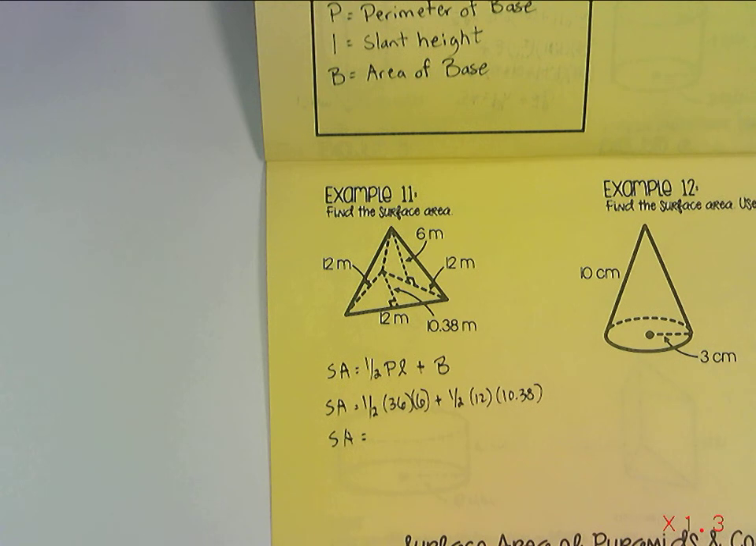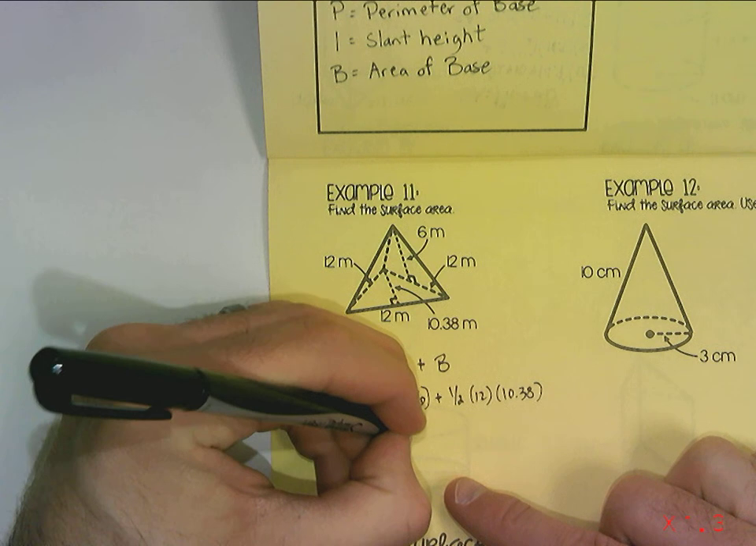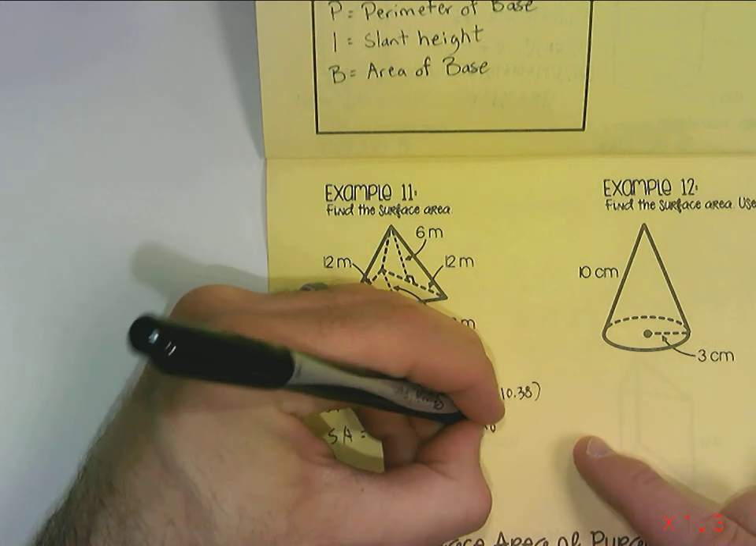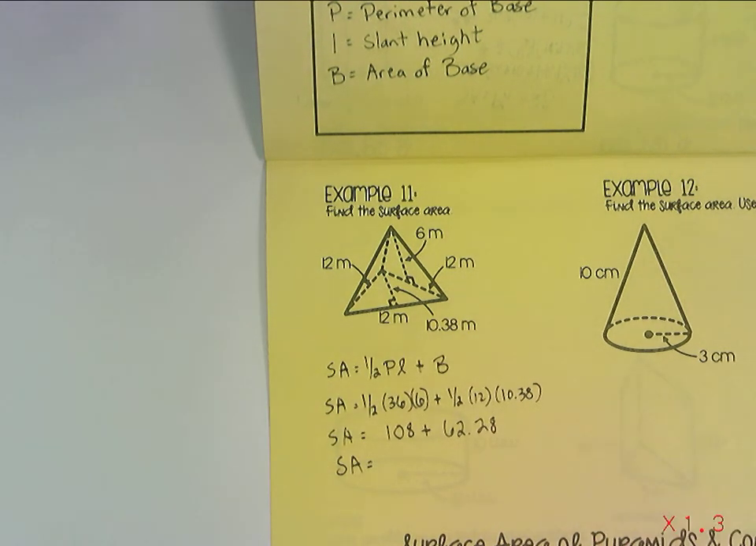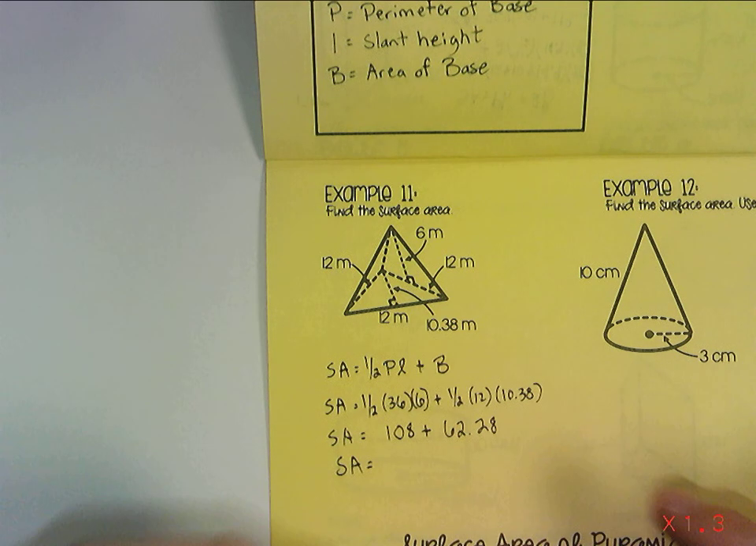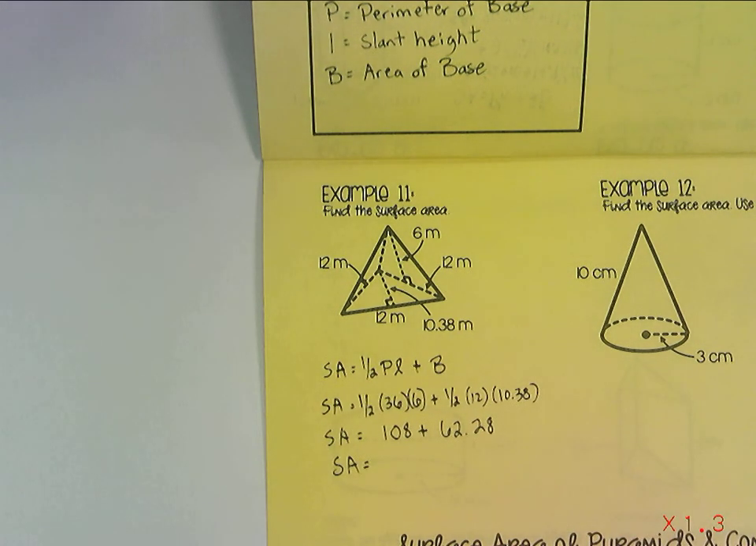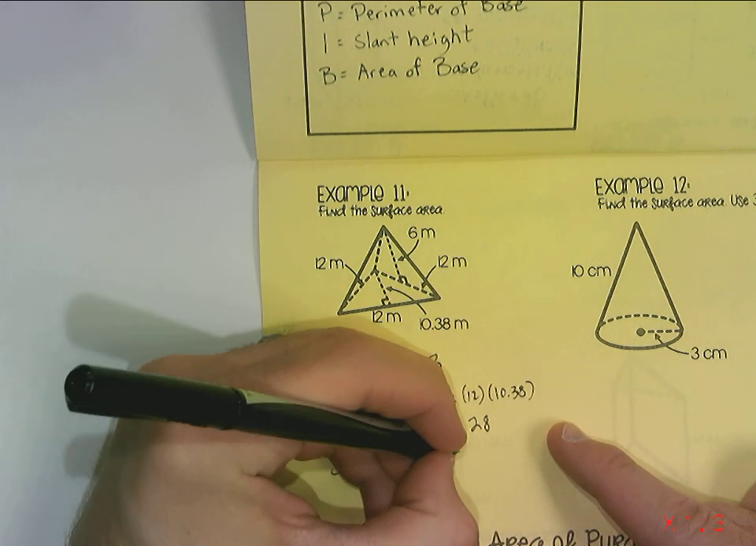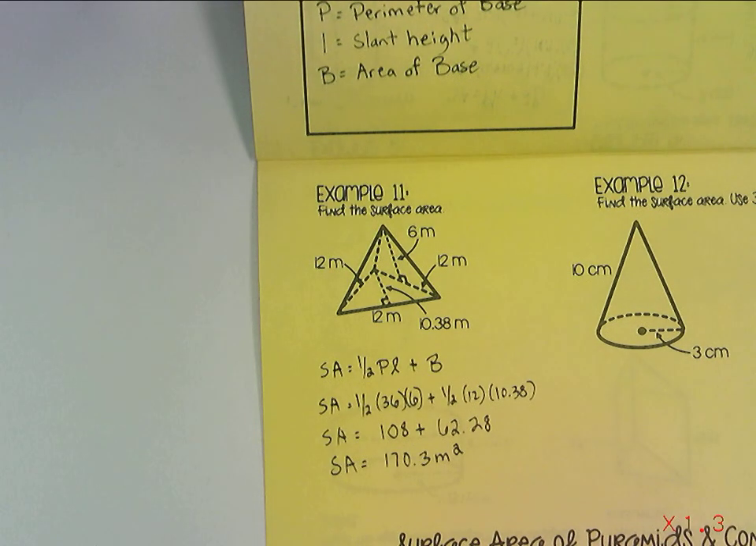So 36 times 6, and we're going to divide that by 2, or multiply by a half. That's 108, plus 12 times 10.38, so 124.56, but we need to divide that by 2, or multiply by a half. 62.28. So surface area equals 170.28. And we'll round, like I said, to the nearest tenth, so 170.3 meters squared. So not too terribly difficult to work with.